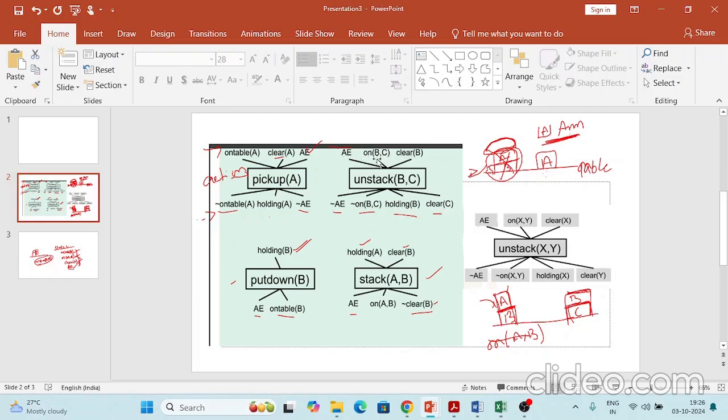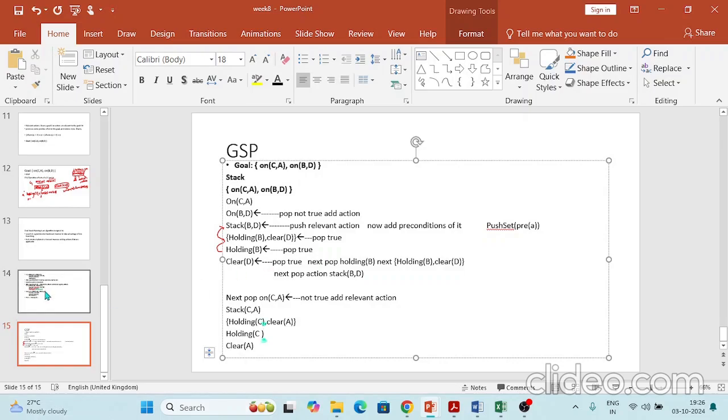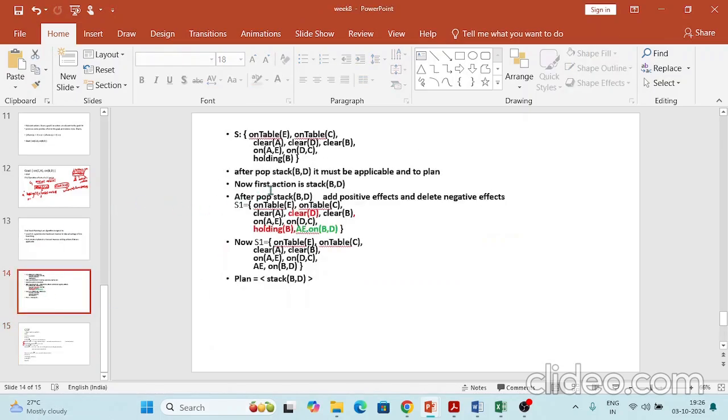These are the preconditions. Add arm empty, on BC, and clear B. So these are all satisfied. That's why we are performing unstack BC. Add the arm empty preconditions, and then arm empty pop, on BC pop, then clear B pop. Like that we have to go on with the procedure until we reach the start state.